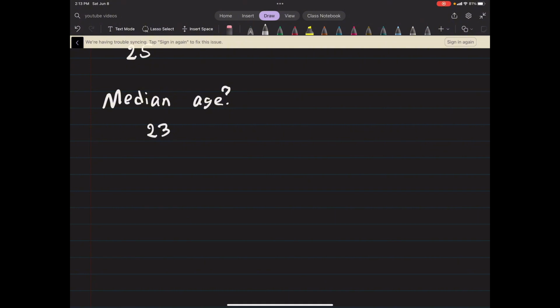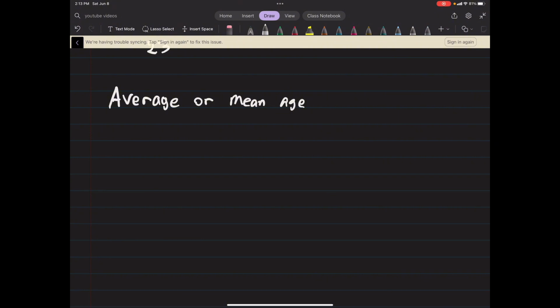And likewise, there's an average or mean age, which can be found by adding all the different people up.